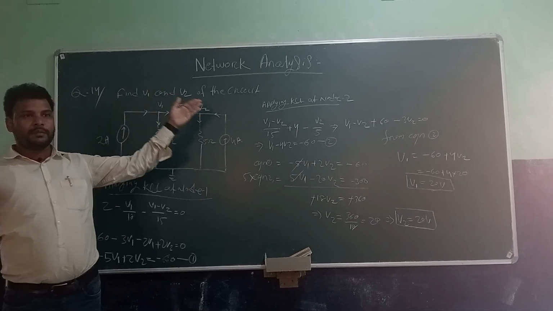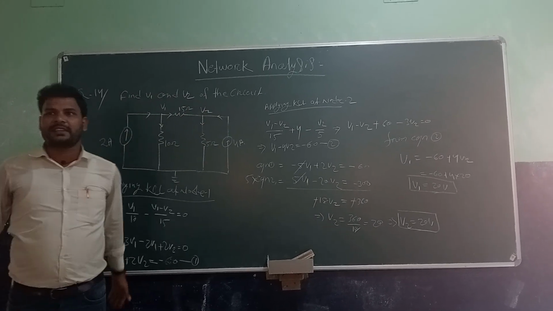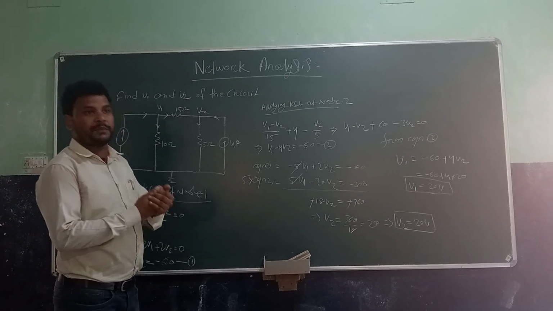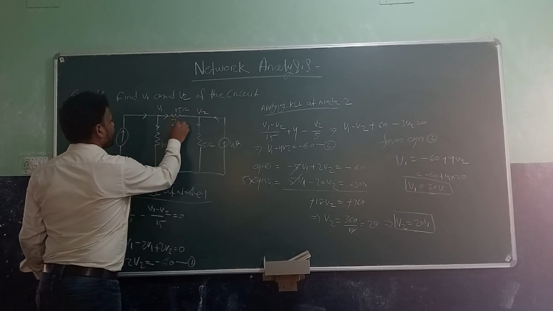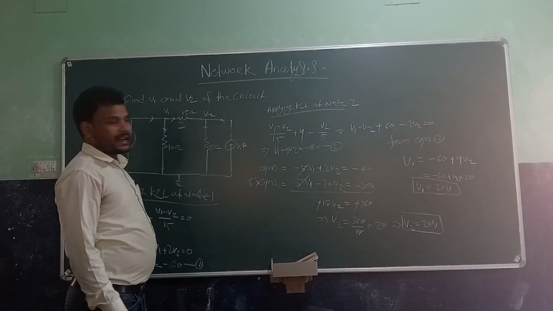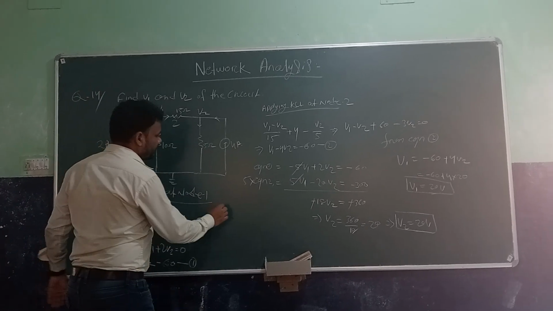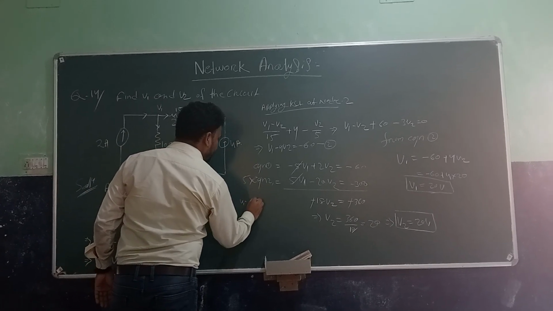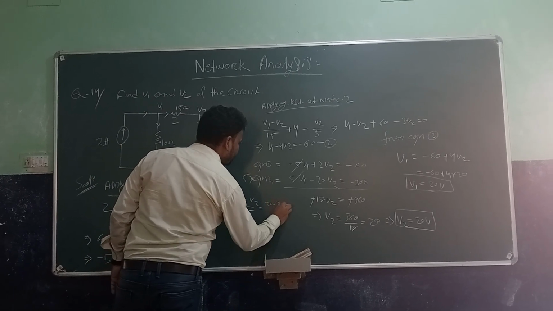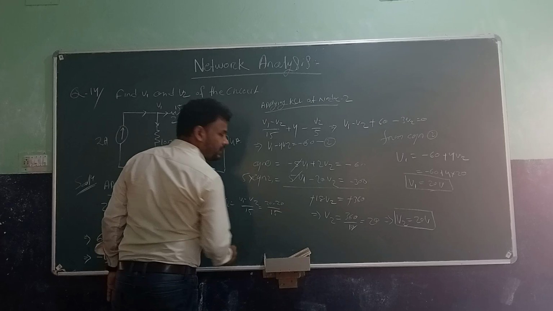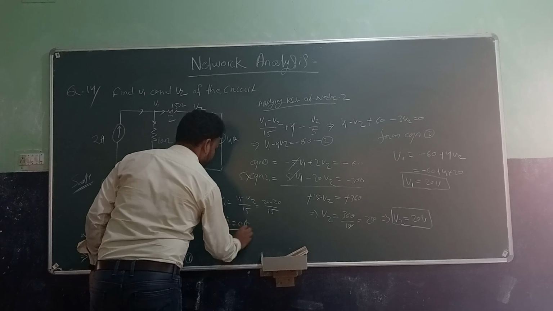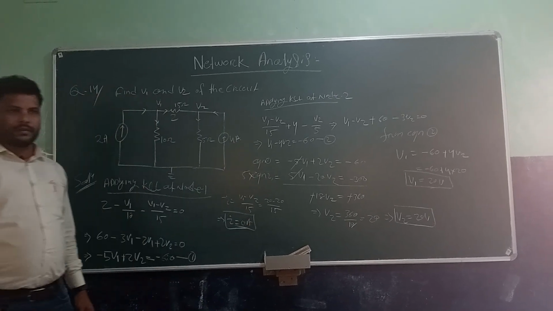This was to find out V1 and V2. If we extend our question, if the question asks what is the value of current flowing in the 15 ohm resistor, this current flowing in the 15 ohm resistor is V1 minus V2 by 15. So V1 20 minus 20 by 15, 0 by something is 0 only. So I equals to 0.